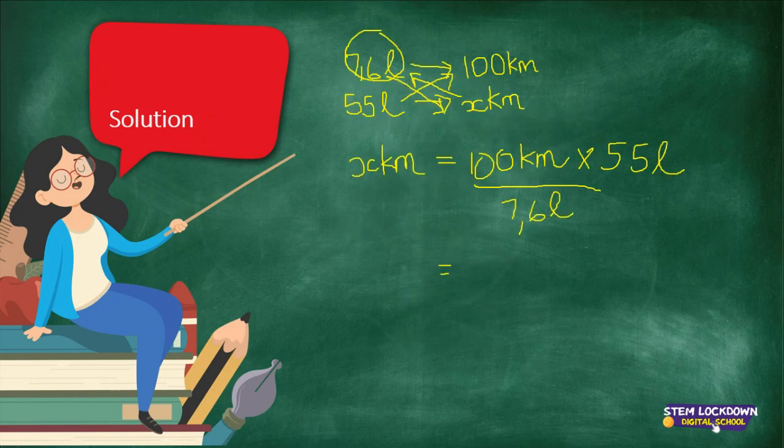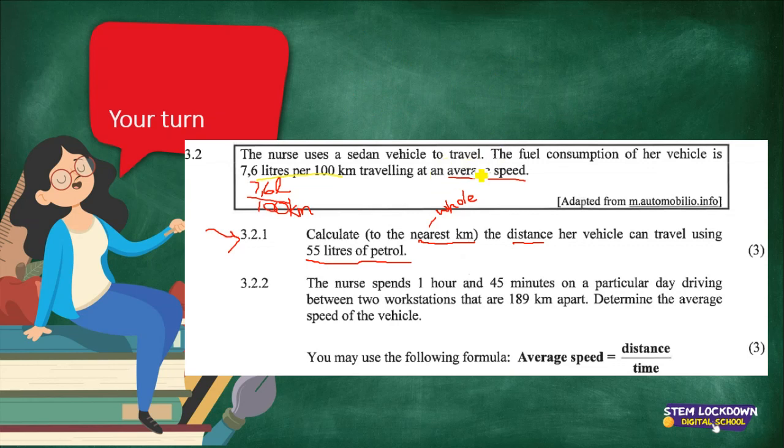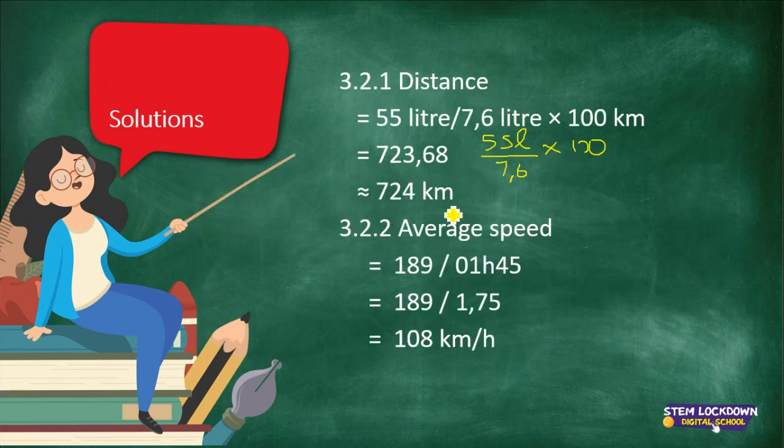But now they tell me that my answer must be converted to the nearest kilometer. Nearest kilometer means they want your answer to be a whole number. Your answer must be a whole number to get full marks. So in other words, 724 is your answer, because I've converted 723.68 to a whole number. See, there are no commas, so that is my answer.